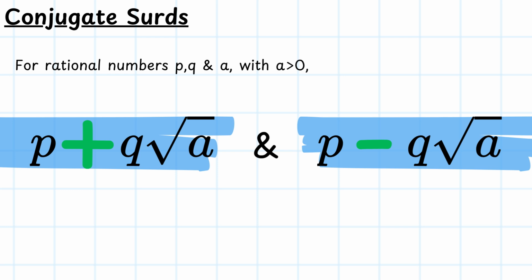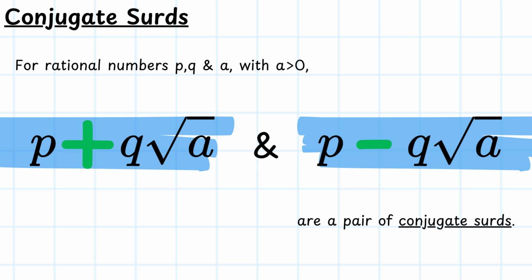Now, let's move on to conjugate surds. For any rational numbers p, q, and a, where a is positive, the expressions p plus q square root a and p minus q square root a are conjugates of each other. Together, they are called a pair of conjugate surds.